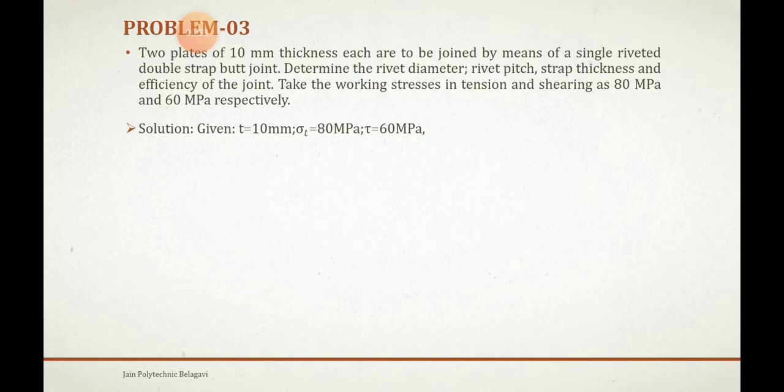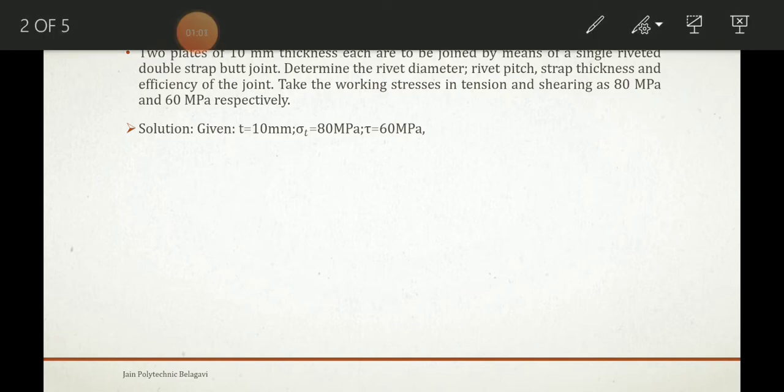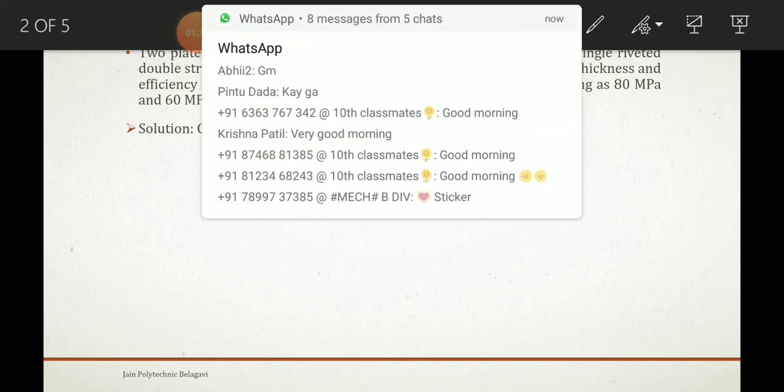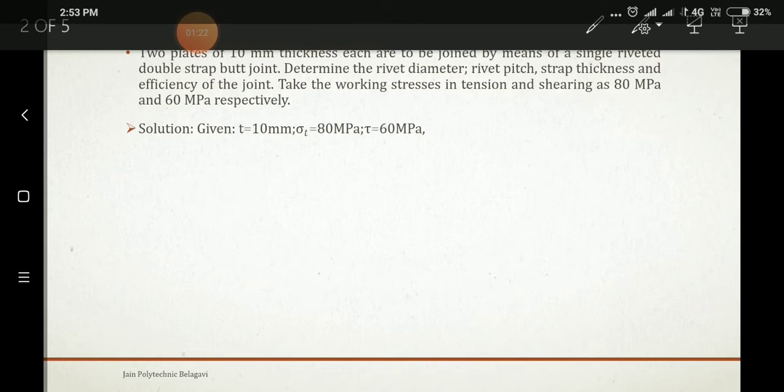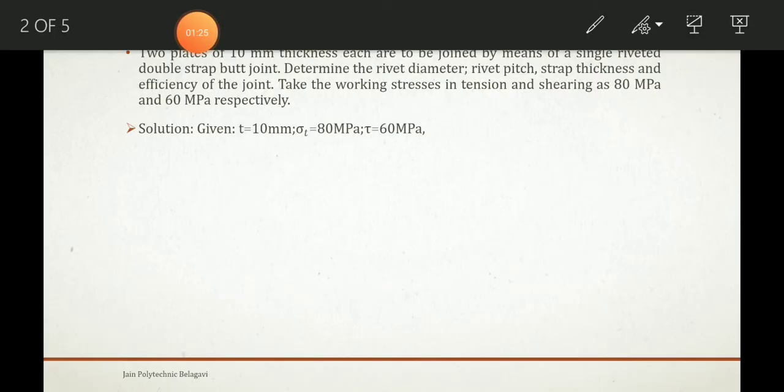Okay, so here we have to completely design one riveted joint. In the previous example we just found out the efficiencies and all. Here we have to design a complete lap joint or butt joint, whatever it is. So what is the procedure? First you write down the given data. T equal to 10, sigma T equal to 80 megapascal and tau equal to 60 megapascal.